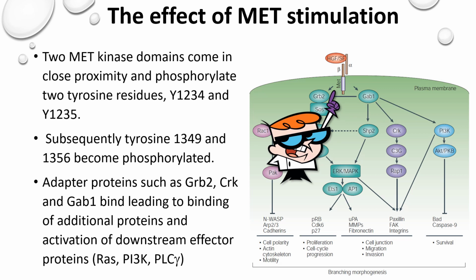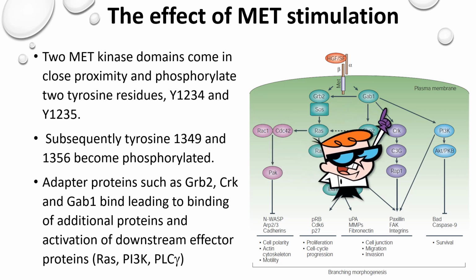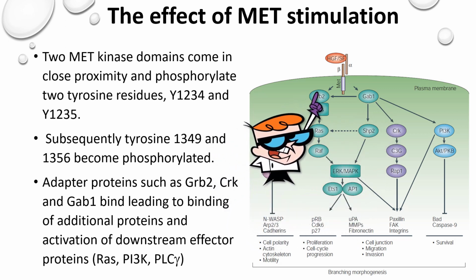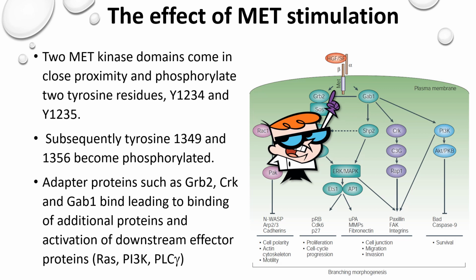When HGF-SF binds a receptor, it brings together two of these receptors in close proximity. On the other side of the membrane, within the cell, the tyrosine kinase domains are brought in close proximity, which then start to cross-phosphorylate specific tyrosine residues. These tyrosine residues, when phosphorylated, form specific protein binding sites. Those binding sites attract adapter proteins such as GRB2, CRK and GAP1, which then lead to additional proteins being attracted and activated by the receptor.